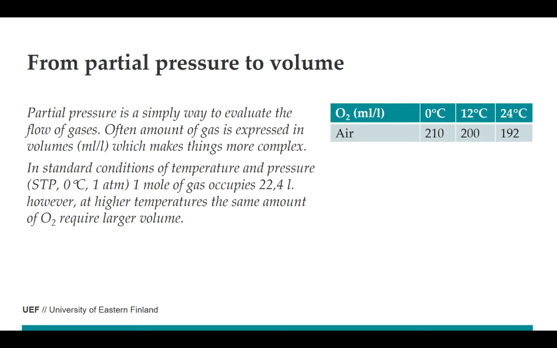In standard conditions, 1 mole of gas occupies 22.4 liters. But as you can see, if you have air at different temperatures, the amount of oxygen per liter is decreasing, because the gas requires more volume. So that's why this milliliter per liter is not constant. It depends on the temperature.